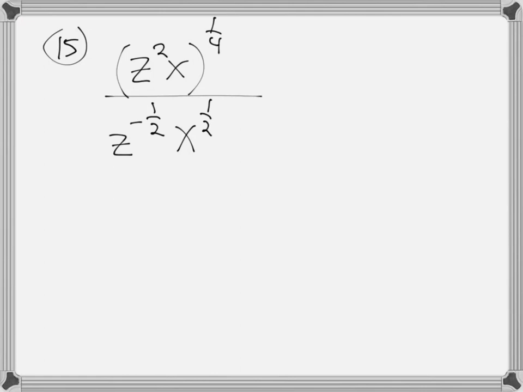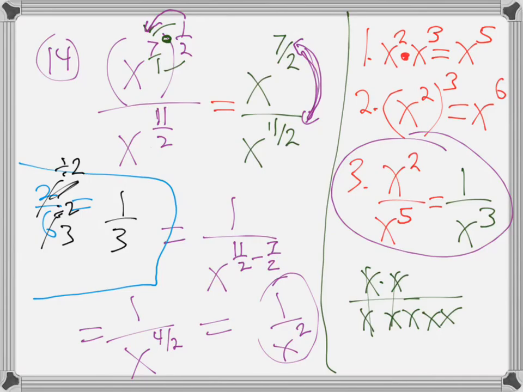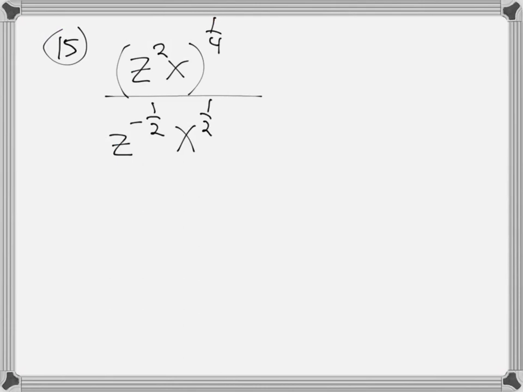All right, let's start with the top. What should I do with that 1/4 up there on the top? You multiply. Yeah, because powers outside parentheses multiply powers inside. That was the rule we just saw right here. That 3 outside multiplied that 2 inside to be 6. That's the rule for powers. So the power outside, this 1/4, is going to multiply that 2.